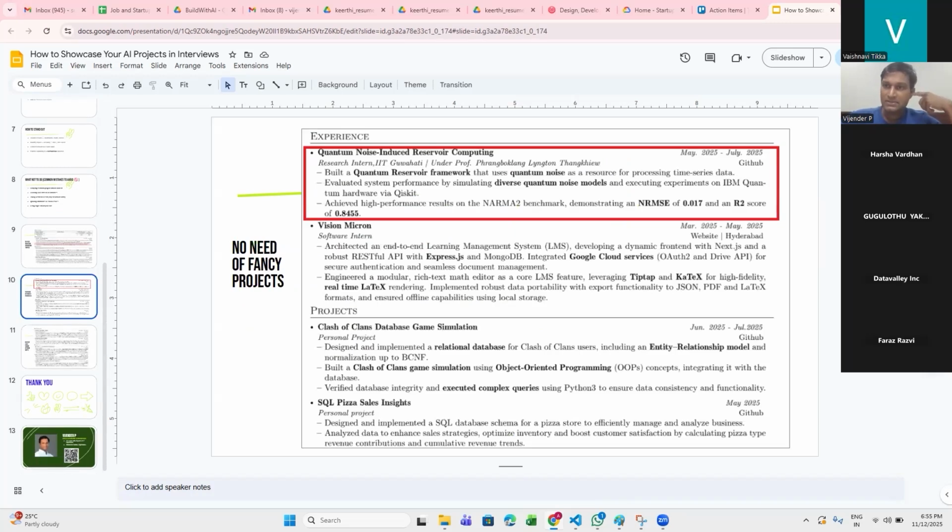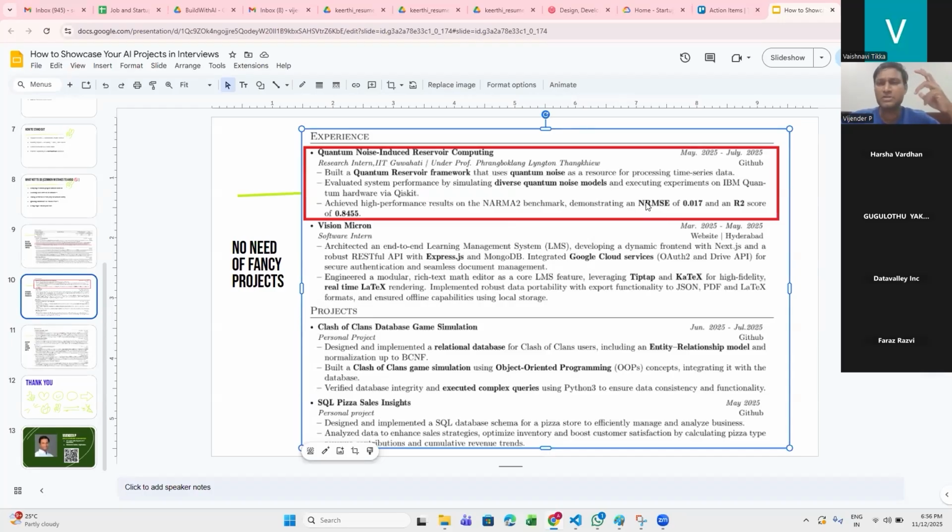The candidate has written a project which looks nice, but the candidate has no clue what it is supposed to solve. The candidate is saying we built a quantum reservoir framework which is supposed to take some time series data, taking diverse quantum noise models and executing experiments on IBM quantum hardware via Qiskit and all. But what is the problem that it is solving? Are we predicting something as an output? Are we predicting the temperature? Apparently there was supposed to be time series data of temperature at a 1 minute interval for the past 10 years. So that is the data.